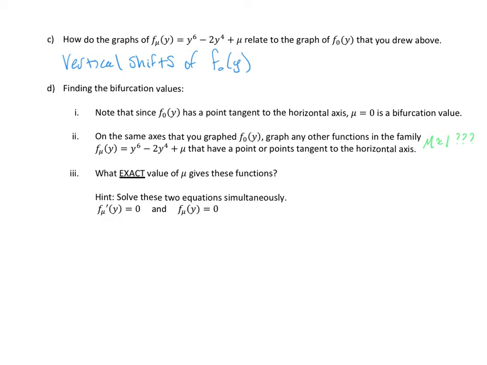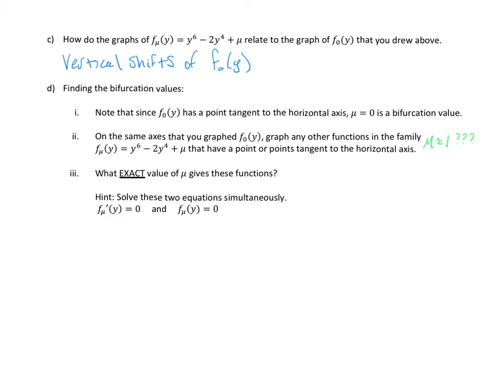Okay, and to find the exact value of mu that gives that function, we want to solve these two equations simultaneously: f mu prime equals 0 and f mu equals 0. We want the function to equal 0 because I want the minimums to sit on the x-axis. And I also want the place where the horizontal tangent line is 0 to sit on the x-axis. So I have to solve both of these equations.